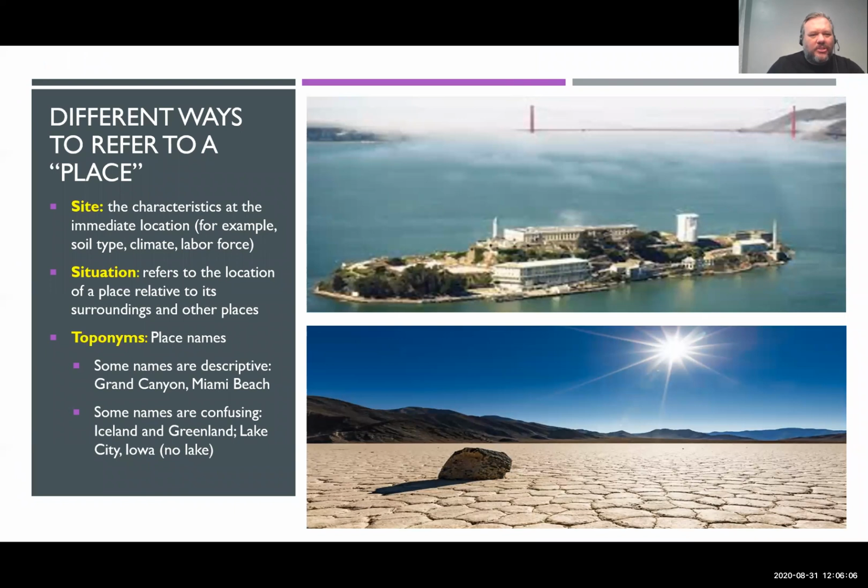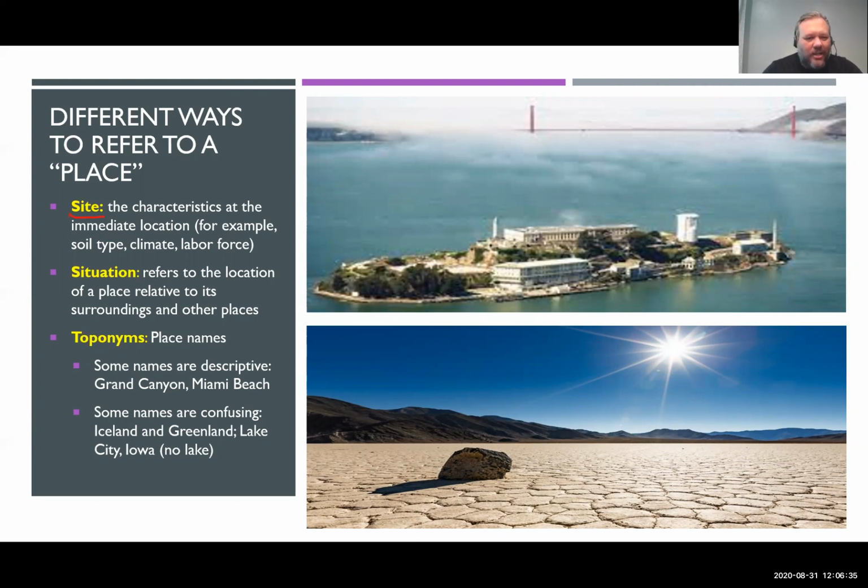All right, a couple of different ways to refer to a place. Again, here's some more definitions, and these will definitely be tested. So the term site is the type of characteristics at the immediate location. If we hone down that definition of place I just gave, site is really the specific way to look at it. So what's the soil type? What's the labor force? Specifically, what are the characteristics of Tucson?